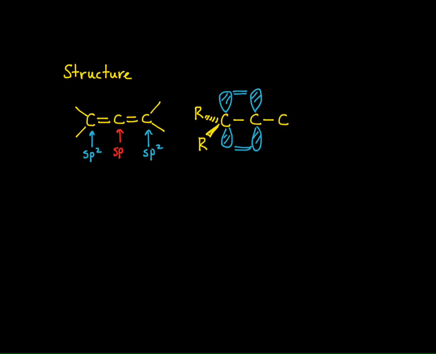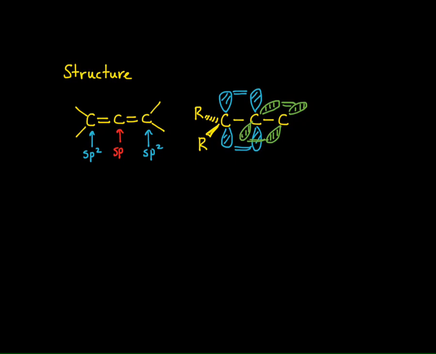Now, that central carbon is sp hybridized. So what does that mean? It has another p orbital that's overlapping with a p orbital from the right-hand carbon. And so that p orbital has to be perpendicular to the p orbital that's overlapping with the left carbon. And so we get this juxtaposition where the two pi bonds are actually perpendicular to one another.